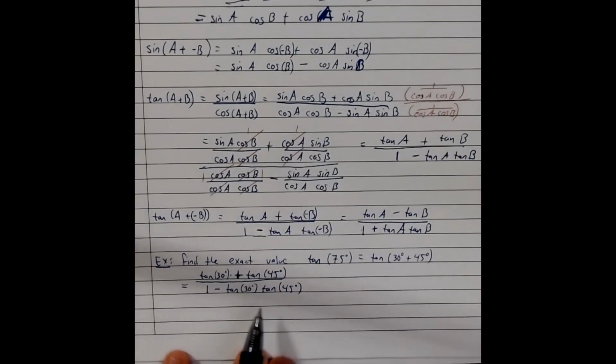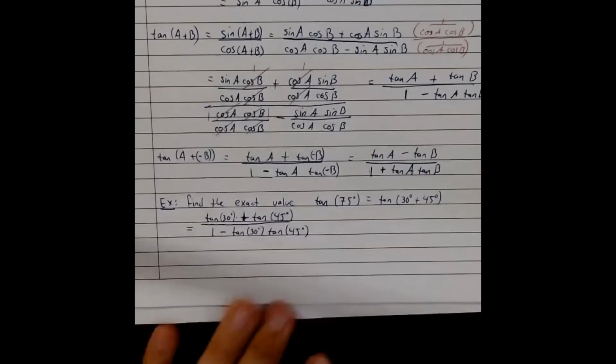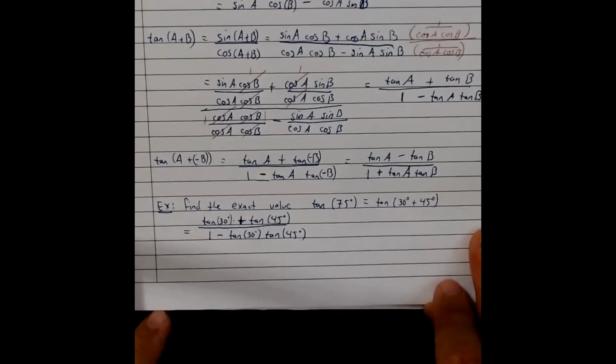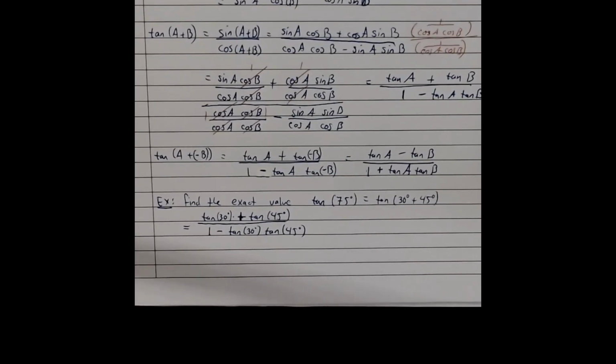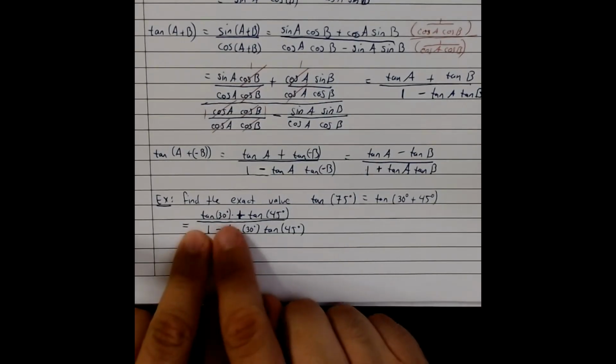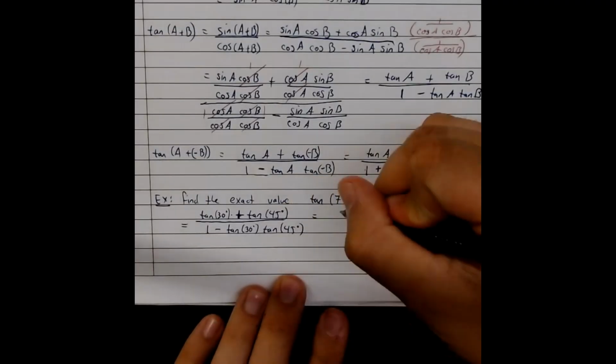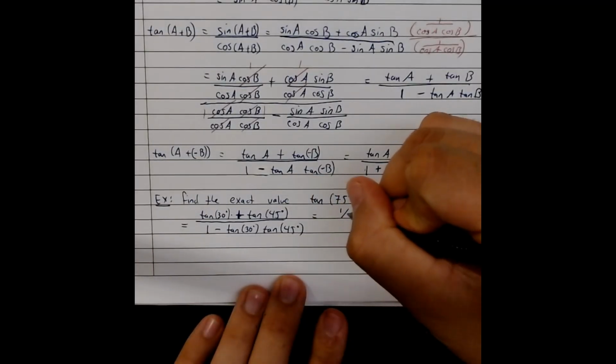So remember, that's plus and that's times. Okay, so now we have everything nicely set up. So now we can go ahead and find those values, substitute, and simplify. So the tangent of 30 degrees, that's going to be 1 over root 3.